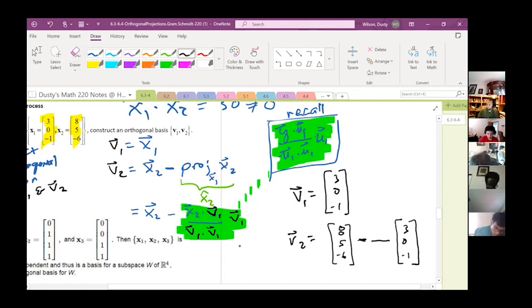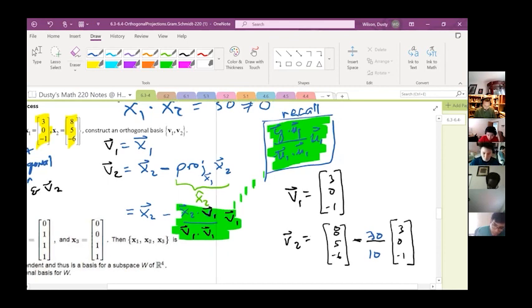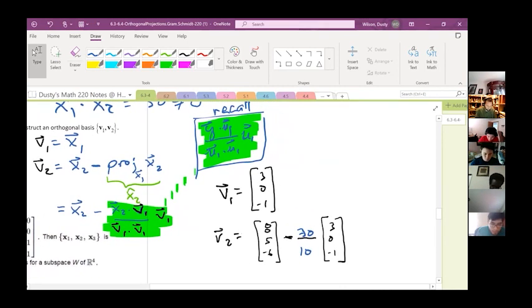I've got from Felix and from Andrew and from Juan, I've got 30 over 10, which is a nice way of writing 3. So 8 minus 9 is minus 1. 5 minus 0 is 5. Negative 6 plus 3 is negative 3. Yep.